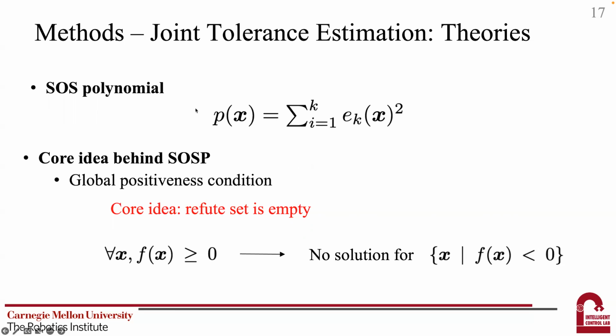First, let me give you the definition of SOS polynomial, which means a polynomial that is a summation of a set of polynomials squared. Next, I want to introduce a theory that our method relies on, which is also the core idea behind SOSP to deal with global positiveness constraints. The idea is, no, let's not directly deal with the infinite number of constraints. That's too hard. Let's try to show there does not exist any solution such that the condition is violated, which is to construct a refuse set and show it is empty.